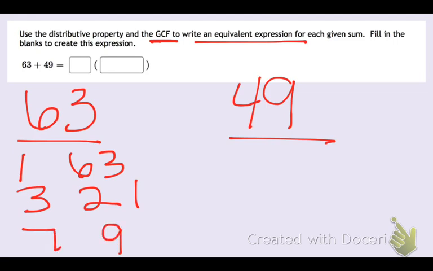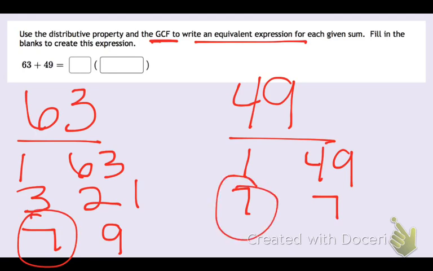All right, let's talk about the factors of 49. I have 1 multiplied by 49, and I have 7 multiplied by 7. So I can say that the GCF of these two numbers is 7. So we are going to plug that in. The 7 goes here. Now 7 times what gives me 63? Well, 7 times 9 gives me 63, so I can put 9 here. And then my sign in the middle is an addition sign. Now I'm taking my 7 from here. 7 times what gives me 49? 7 times 7 gives me 49.